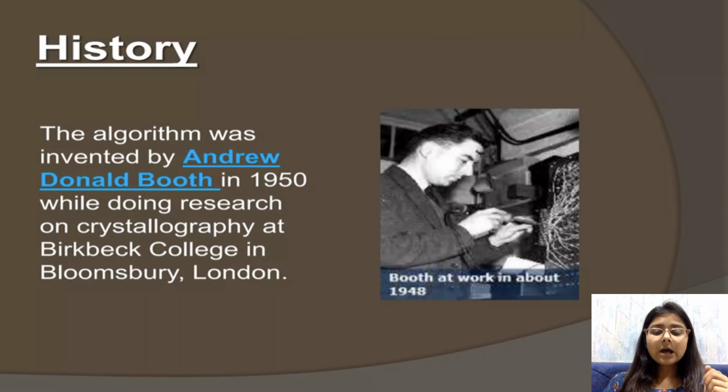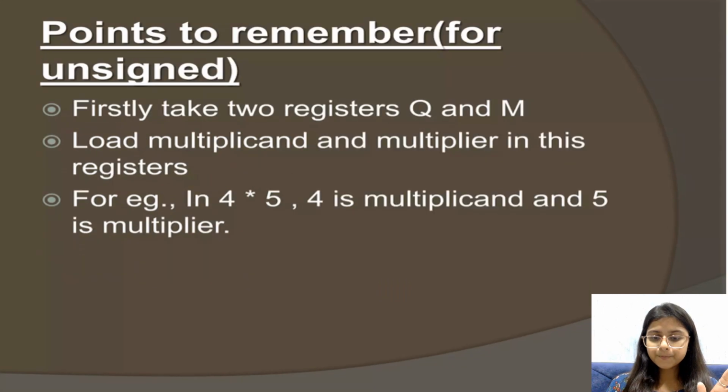Okay, so now let's move on to the history. From where did Booth's algorithm originate? Where did it come from, basically? Okay, so the algorithm was invented by Andrew Donald Booth in 1950 while doing research on crystallography at Birkbeck College in Bloomsbury, London. Okay, so this is the place.